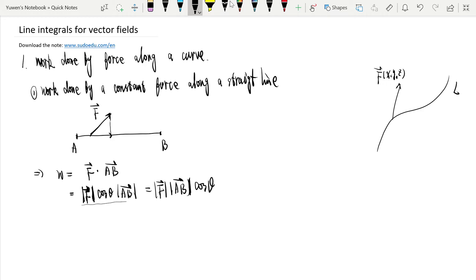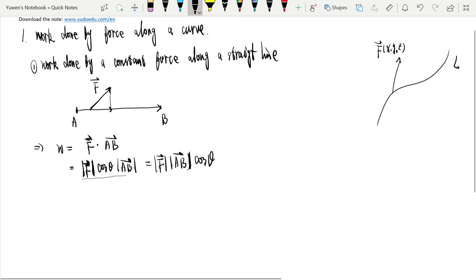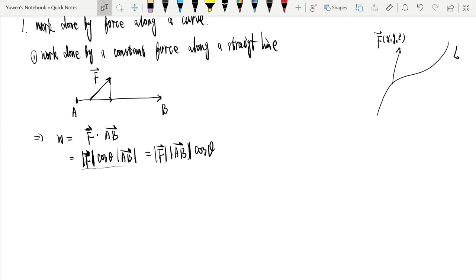So the work done by a constant force along a straight line is the dot product of the force and the vector from the start point to the end point. And we use this formula to figure out the work done by a force along a curve.